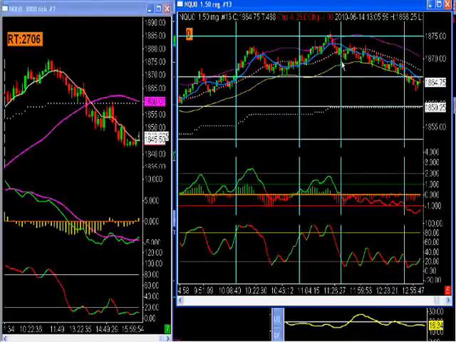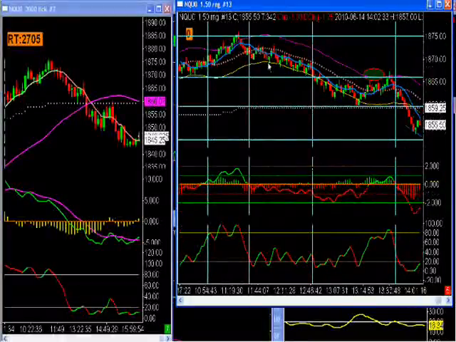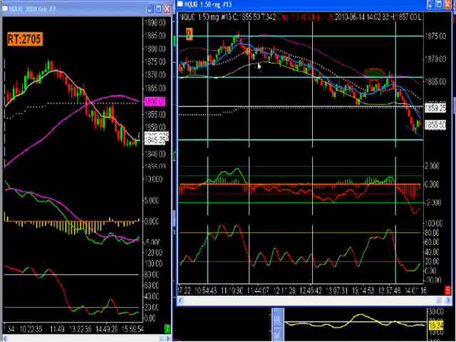This did set up after 11:30, so even if I was trading, it wouldn't have been something that I would have gotten in for me personally, just because I don't trade during lunch. You can see it worked out just fine. You have support here, and that would be your target.